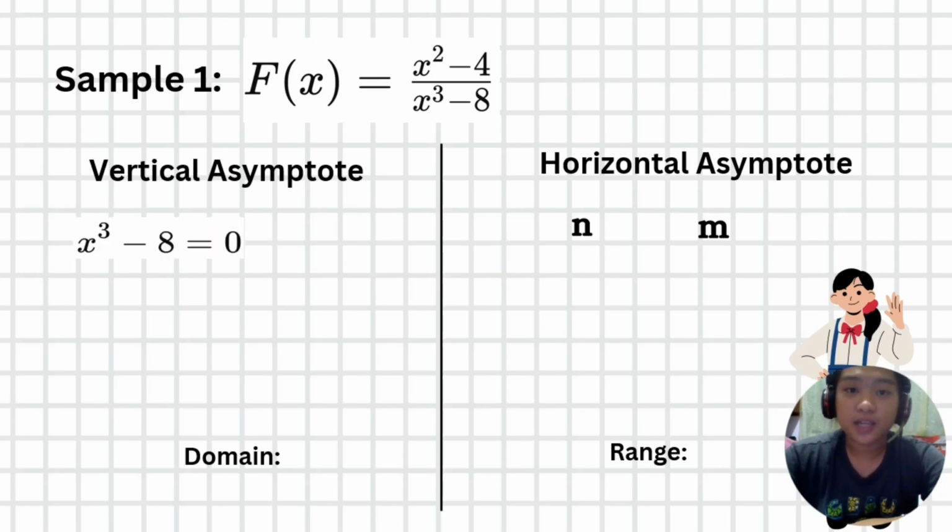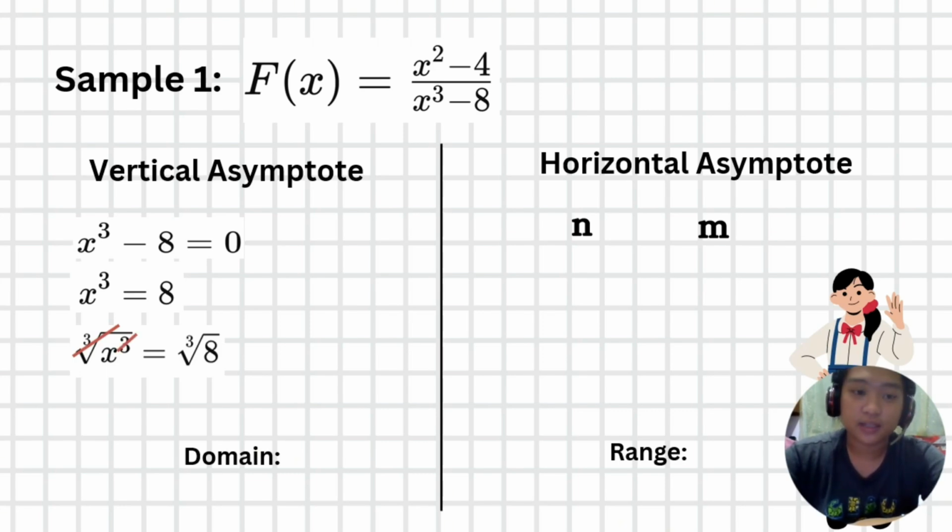And when equating it, we're just going to transpose the negative 8 to the right side of the equation and change its sign. We now have x cubed equals positive 8. The next step is getting rid of the cube by getting the cube root of both sides of the equation. We now have the cube root of x cubed equals the cube root of 8. For the left side, there will be cancellation, so what's left is x. And for the right side, we're just going to take the cube root of 8, and that is 2. So we now have x equals 2.